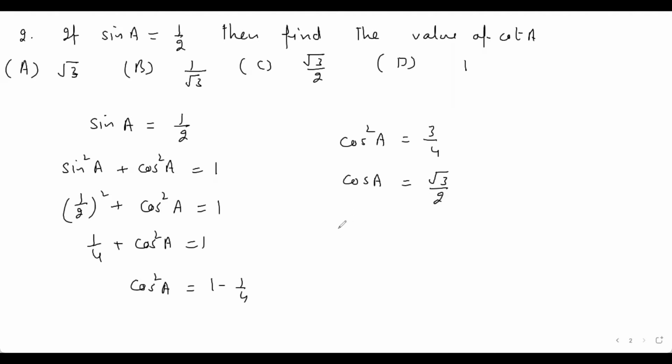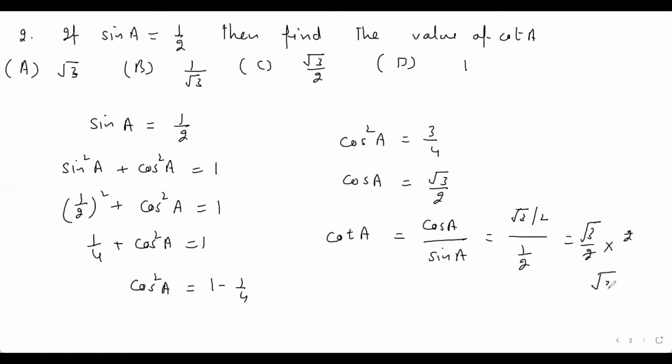Cos A is equal to root 3 by 2. I am to find cot A. Cot A is equal to cos A upon sin A. Value of cos A is root 3 by 2, and value of sin A is 1 by 2. That is root 3 by 2 into 2. So the answer is root 3. So A is the answer.